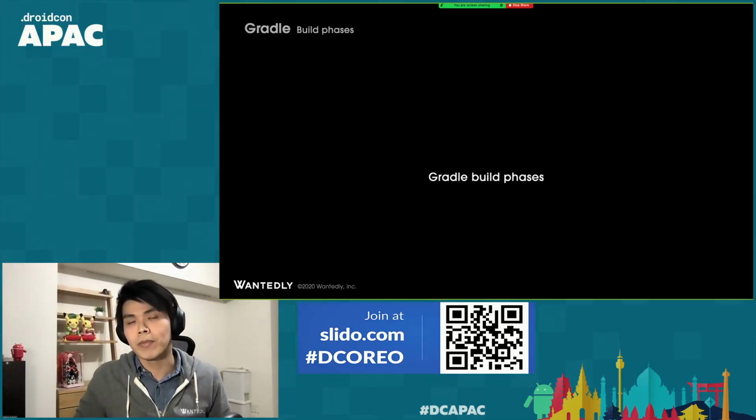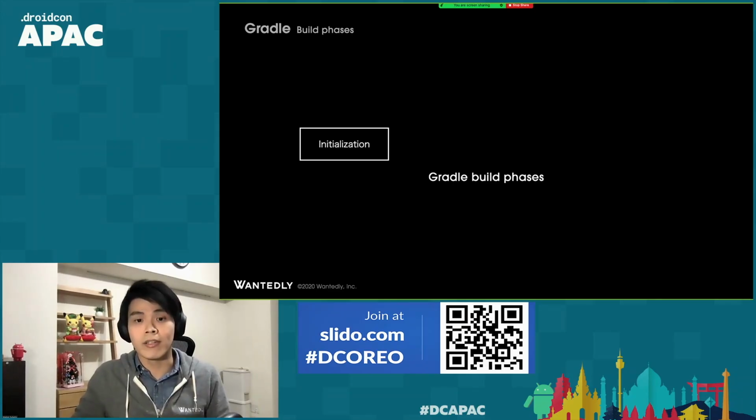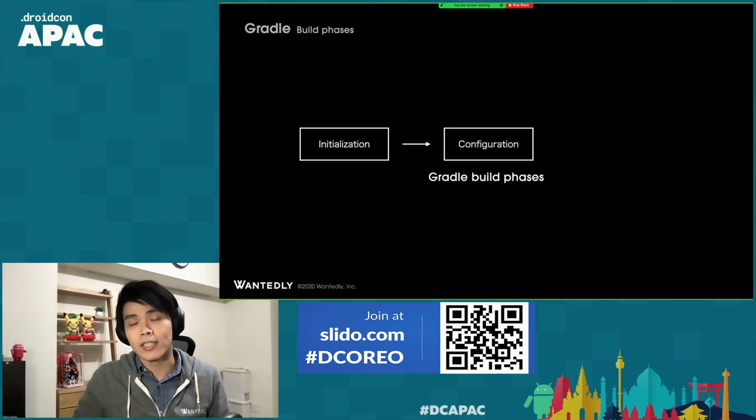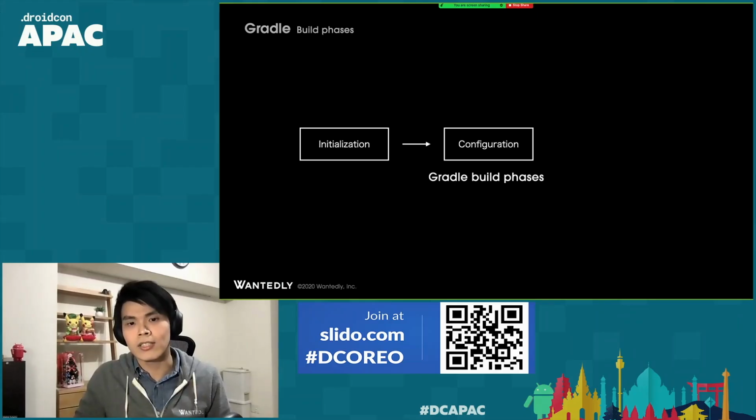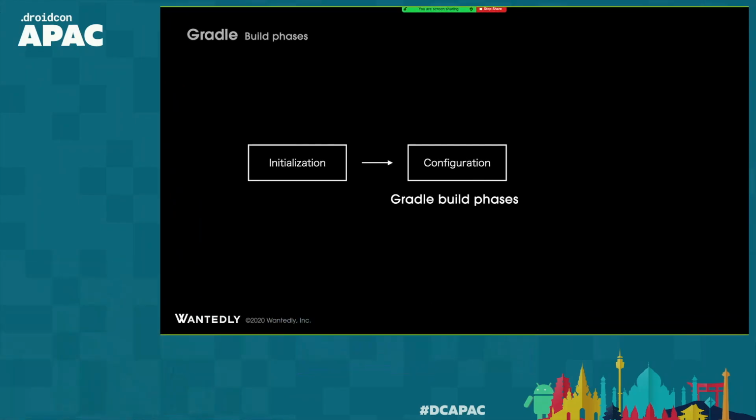Gradle has three build phases. The first phase is called the initialization phase, where Gradle sets up the environment and then checks which modules are to be included in the build. The next phase is called the configuration phase, where Gradle constructs and configures task dependencies required to build the project. And then the last phase is the execution phase, where Gradle runs the tasks that have been selected in the configuration phase.